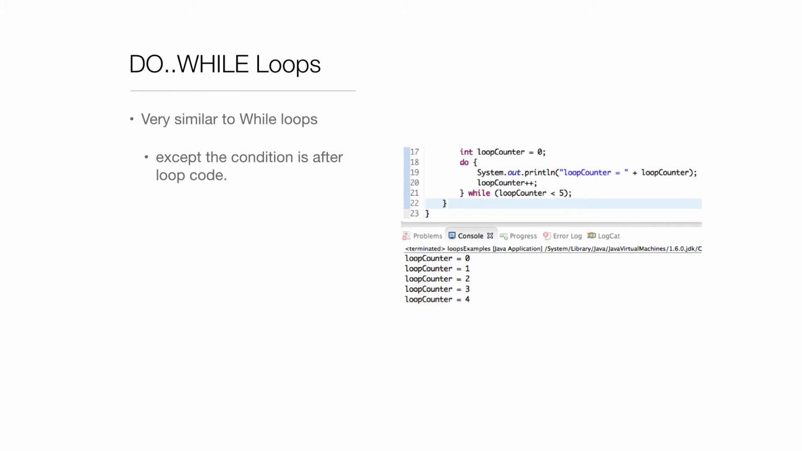So do while loops, very similar to a while loop. The logic is exactly the same, except for one thing, which is the test or the condition is after the loop code. So I still have to initialize my variable on line 17, set it to 0. But line 18, instead of a while loop there, it says do. So it's kind of like English. Do this code while this condition is true. So saying do system out print line loop counter equals plus loop counter, and then increase loop counter by 1 while loop counter is less than 5.